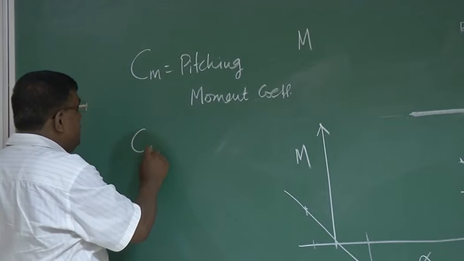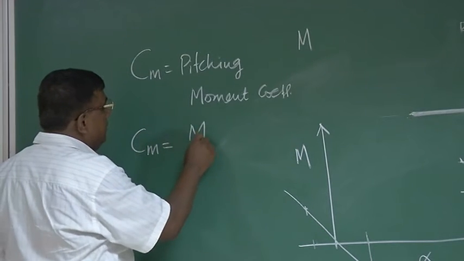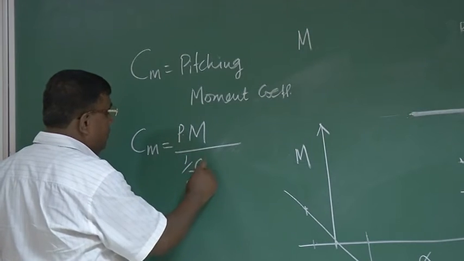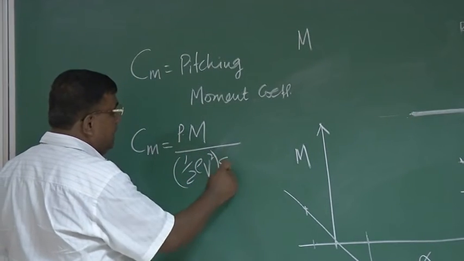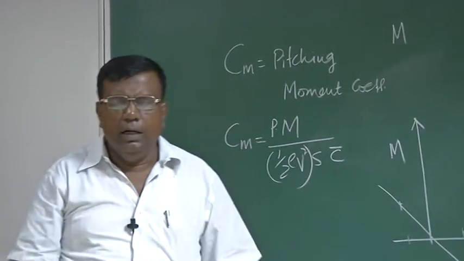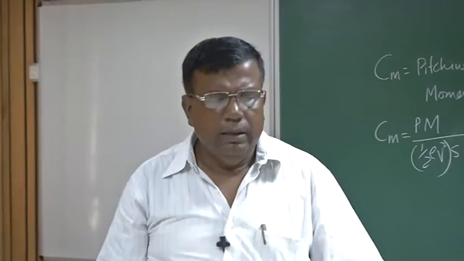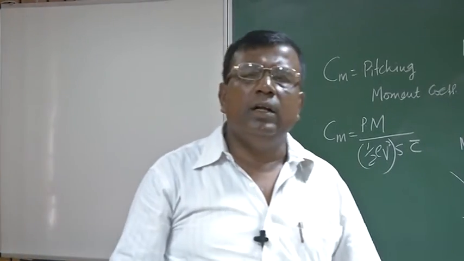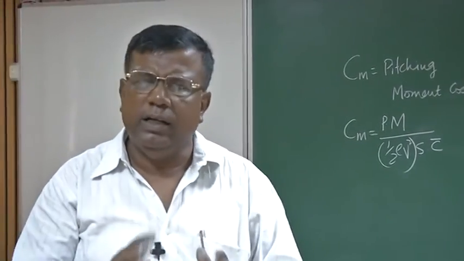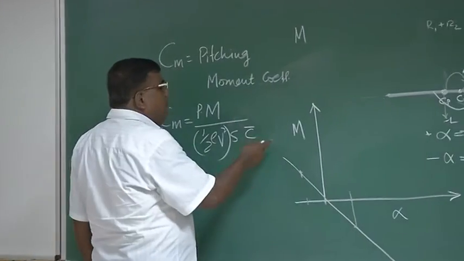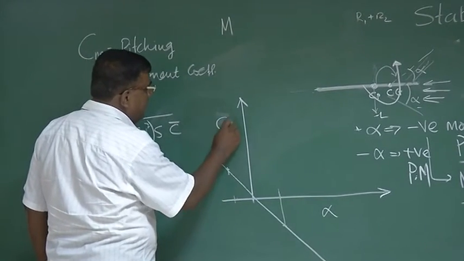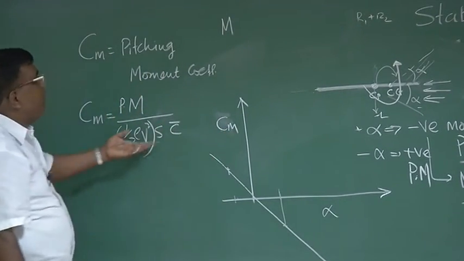How do I define Cm? Simple: the pitching moment, which is M here, divided by half rho V squared S into chord. We call it the mean aerodynamic chord. It is important, you will understand, all wings are not rectangular, so there will be a tapering of the wing. So it's something like an average chord. At this stage you understand that much. So when I plot this M versus alpha, instead of M I'll now use Cm. It's a matter of dividing that pitching moment by this number.